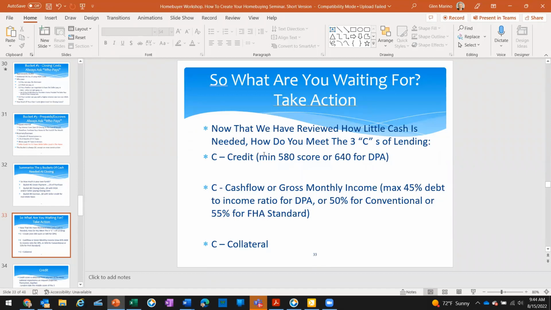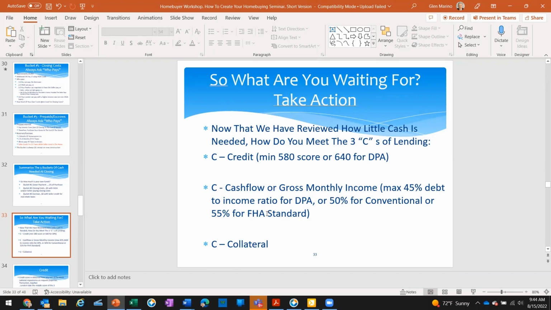We already talked about this: minimum 580, 640 if you're doing down payment assistance. And if you don't have either one of those scores and need or want them, then work on credit rescoring with a licensed loan originator. The second C is cash flow, or your gross monthly income. The maximum is 45% debt to income when you're using down payment assistance. It's 50% on conventional loans and 55% on standard FHA loans.